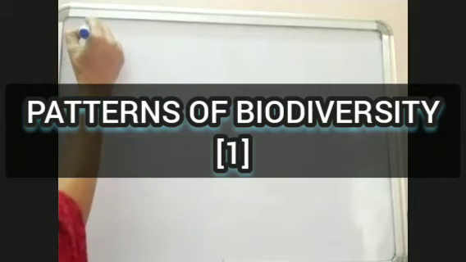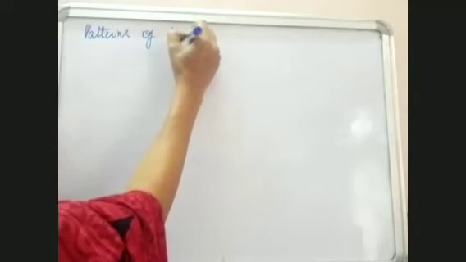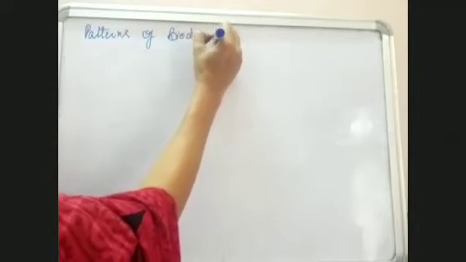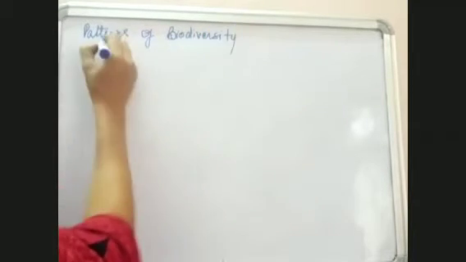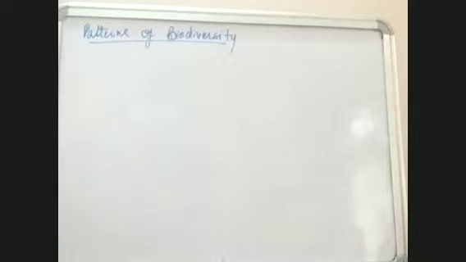Patterns of biodiversity. As I told you yesterday, the distribution of species is not uniform throughout. Somewhere the biodiversity is more, somewhere it is less. The distribution is very uneven. There is uneven distribution of plants and animals or life forms.